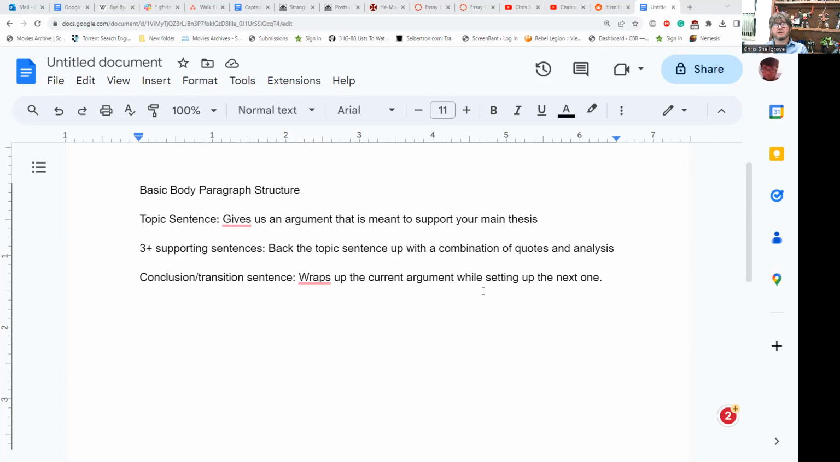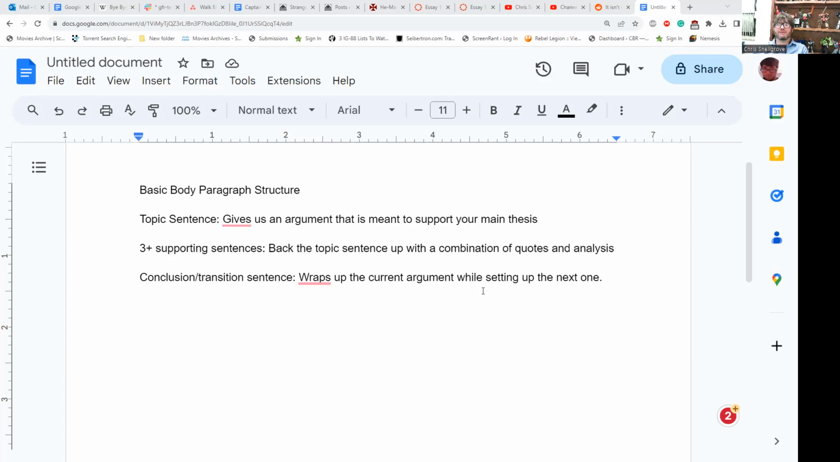All right, so I was going to go over these parts kind of briefly because I think you already know these basics, and then probably look at an example paper with you, point out what they're doing right, and in some cases what they're doing not so right. All right, so the topic sentence is exactly what it says there.